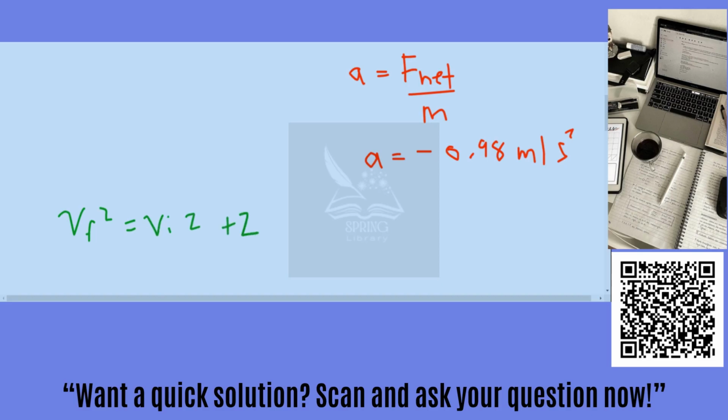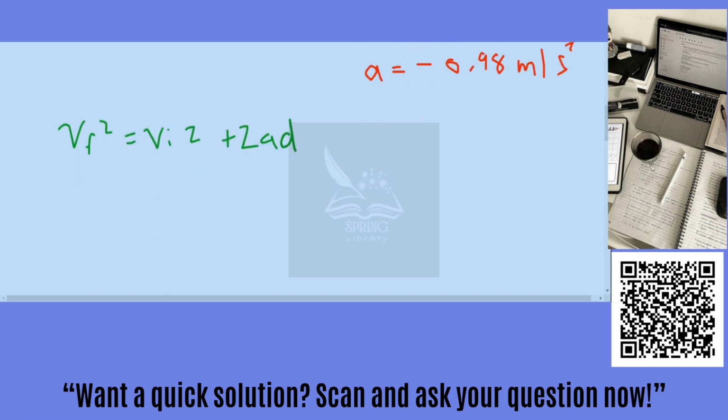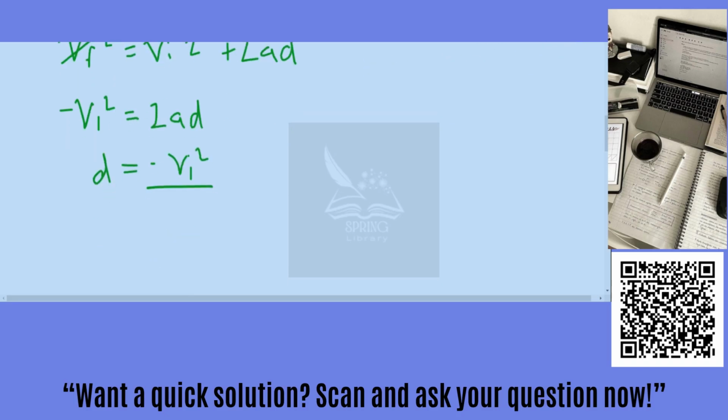And just rearrange for D. The final speed is going to be 0 because we're coasting to a stop. The initial speed is going to be the speed that we found previously, because the initial speed for the second part of the motion is the final speed from the first part. So I'm going to pull the Vi squared to the other side and divide everything by 2a. So that'll give a formula negative Vi squared over 2a.